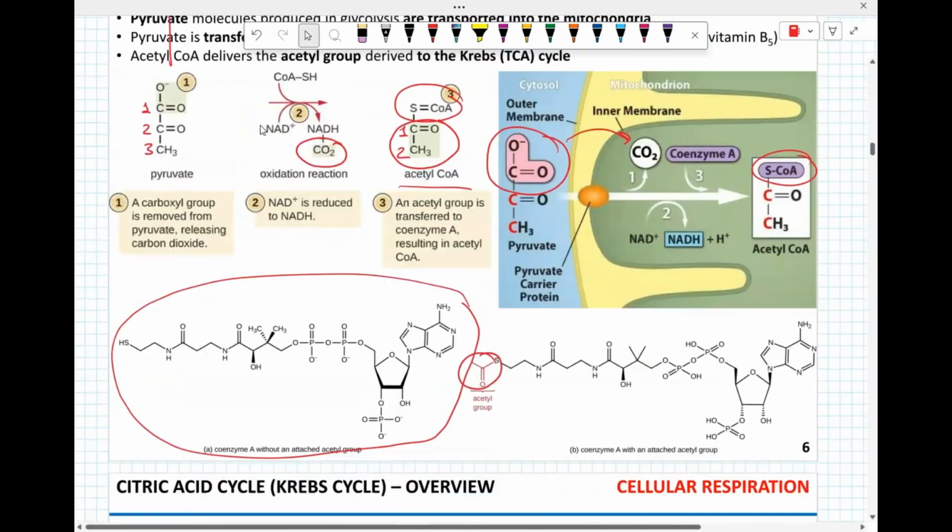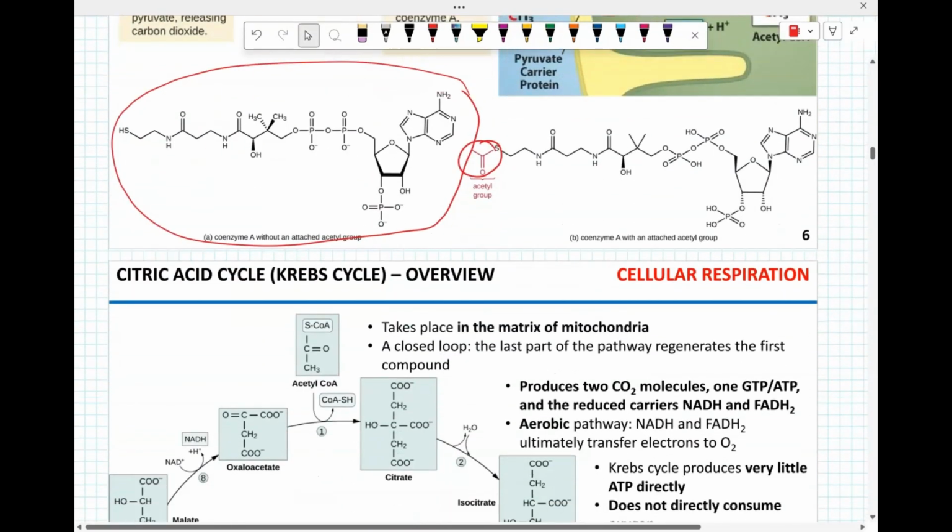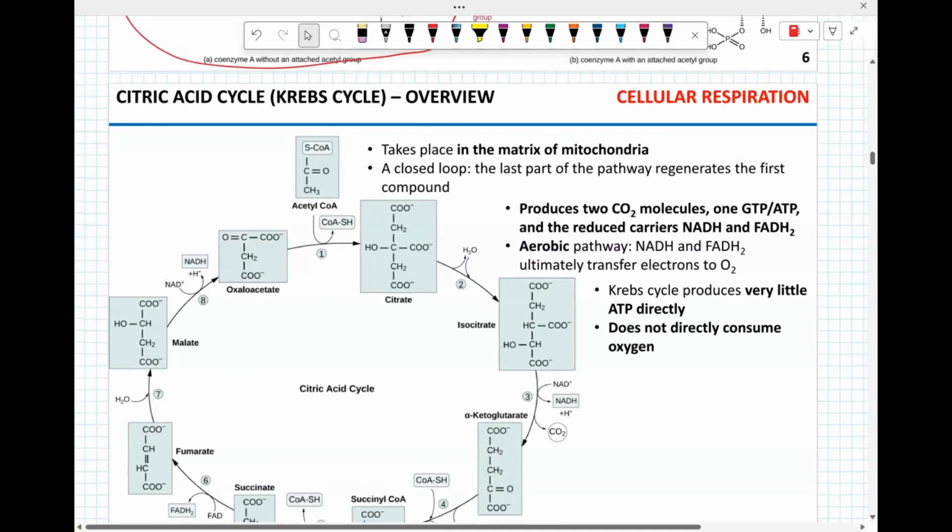This process, transition step, as you can see, occurs in the matrix of the mitochondria in eukaryotes. If we talk about prokaryotes, this process occurs in the cytoplasm, but some next steps will be associated with the prokaryotic plasma membrane. This brings us into the conversation about the citric acid cycle, or Krebs cycle. Citric acid cycle occurs in the mitochondrial matrix, and it, as any proper cycle, is a loop.